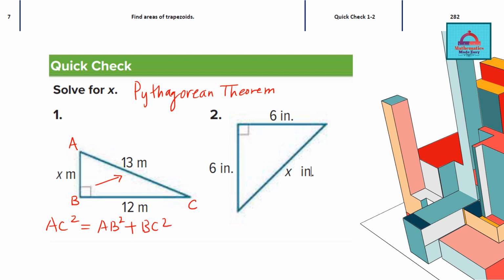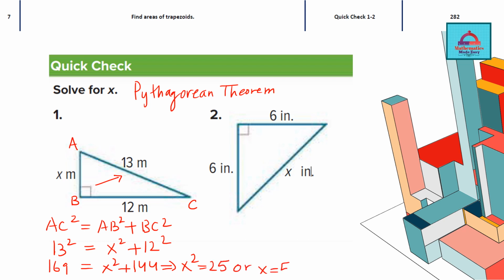So the square of the hypotenuse, the longest side, here it is 13, I'm going to put values, is going to be equal to AB square, which is x here, plus 12 square. So if I simplify, this is 169 equal to x square plus 144, which gives you x square as 25 or x equal to 5. So the value of x here is 5 for this triangle.